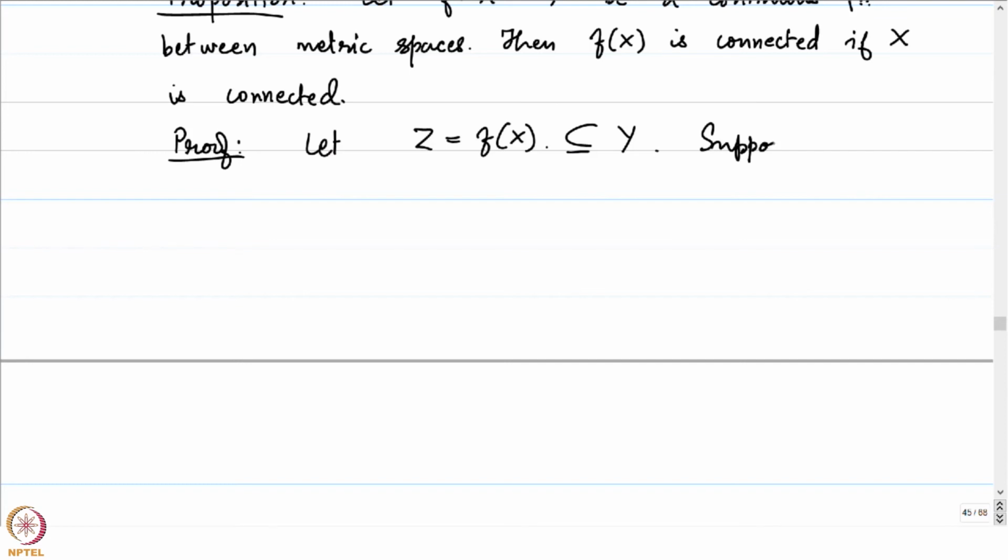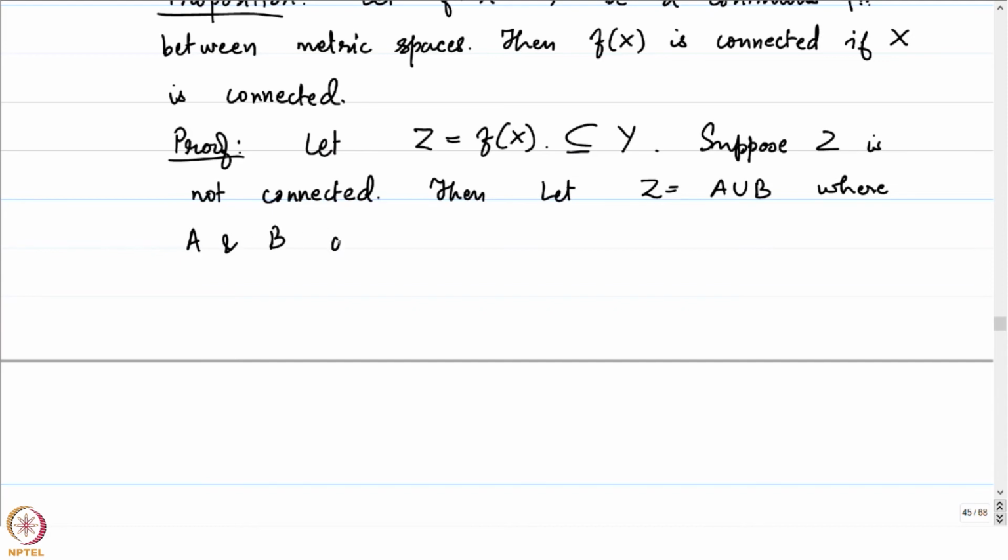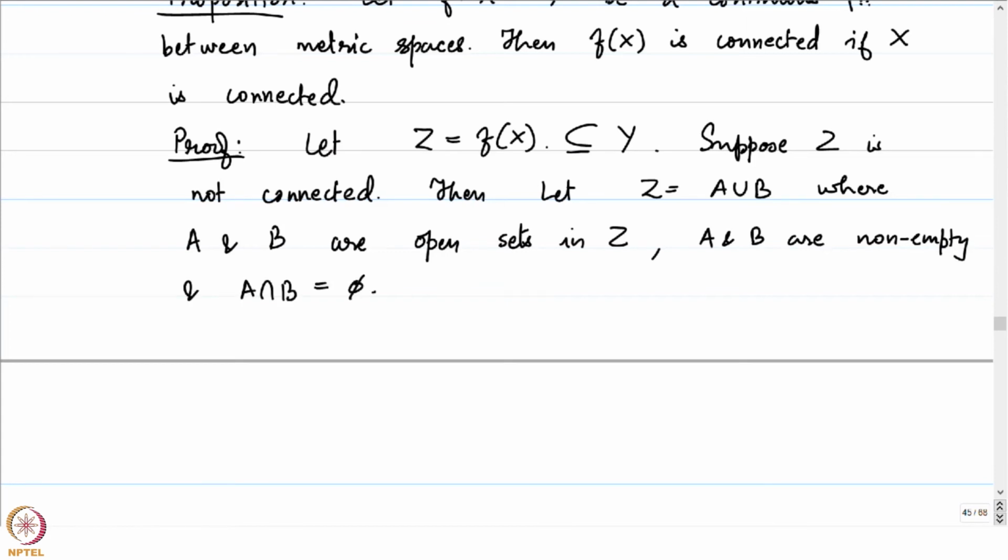Suppose Z is not connected. That means there is a separation of Z. Then let Z be equal to A union B, where A and B are open sets in Z, A and B are non-empty, and A intersected with B is empty. So this is the definition of separation.